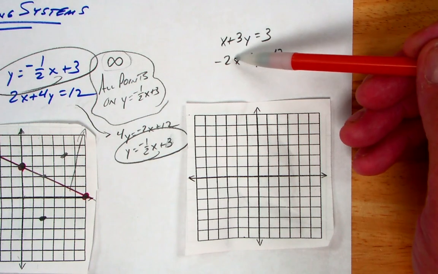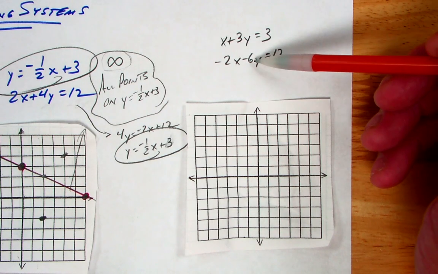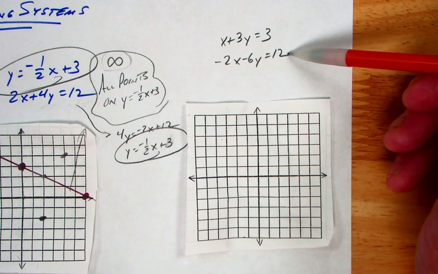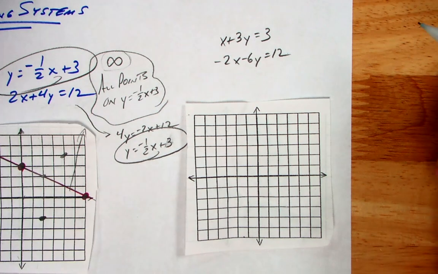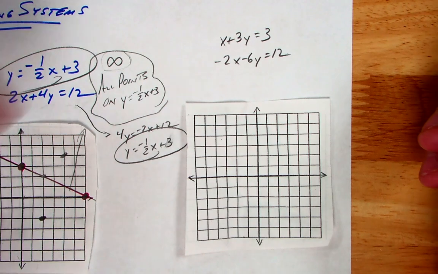This one's times negative 2. This one is times negative 2. But this one is not times negative 2. So are they the same equation? No, they're not. So if I get y by itself, they're not going to be the same.